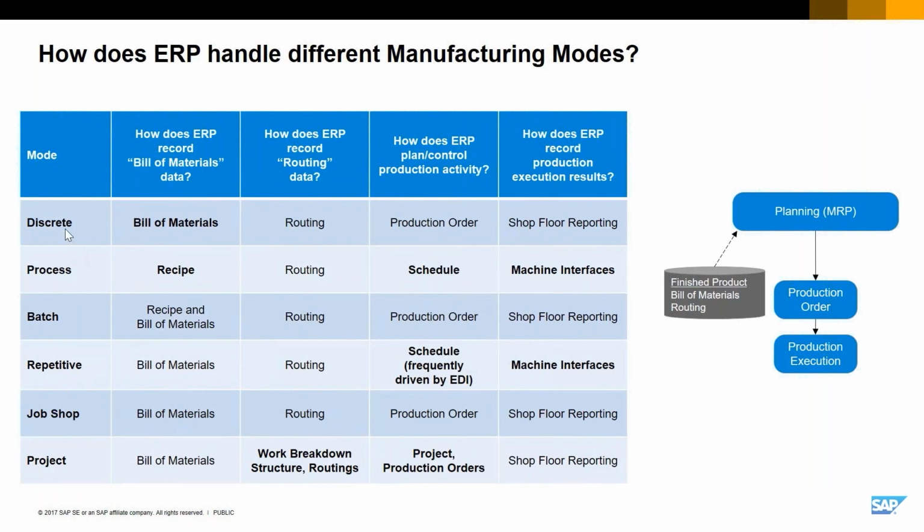So here in the discrete industry, we use bill of materials. As I told you, bill of materials is nothing but the complete list of items that are required for manufacturing a product. Routing is nothing but the different stages of the production process, where you maintain all these things in the production order. And how does ERP record production order executions in the shop floor area? So this is about different processes.